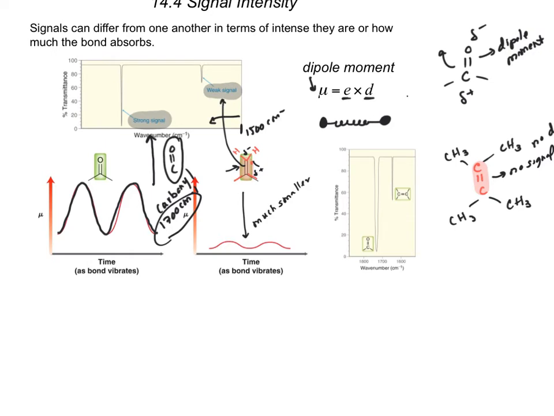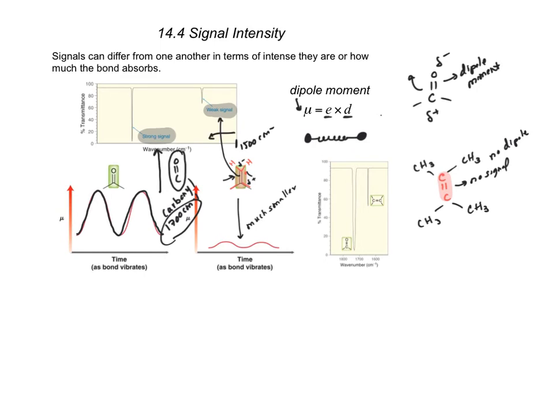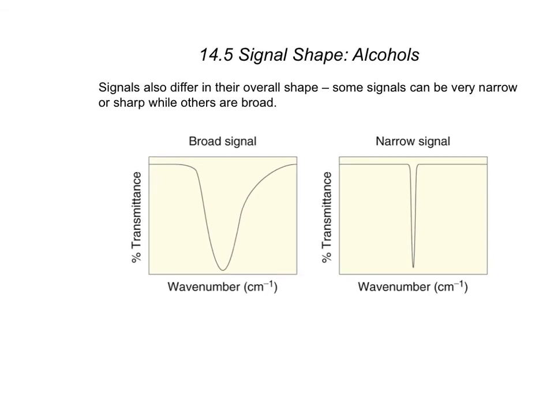Okay, so that's intensity, right? How strong a signal is versus how weak a signal is going to tell us mainly about the polarity of the bond we're looking at, the dipole moment that's created. Stronger the dipole, stronger the signal. Okay, so the last characteristic that we're going to talk about is shape. Because when we look at these spectra, we're going to find a couple of different types of shapes in our overall spectrum.